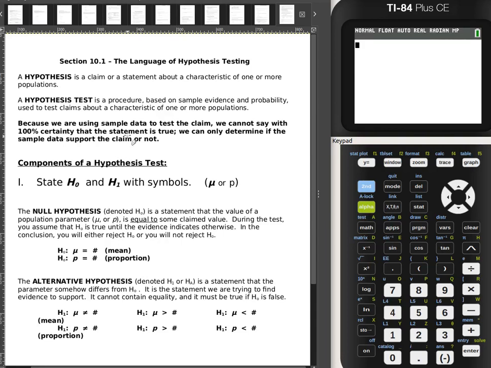Hello everyone, this is a video for the section 10.1 notes, which is titled The Language of Hypothesis Testing. And as the title implies, this section is a lot about the language, so there's going to be very little to do in the way of calculations. It's mostly going to be talking about some new terminology, especially with these types of things about hypotheses, null hypothesis, alternative hypothesis, stuff like that, drawing conclusions.